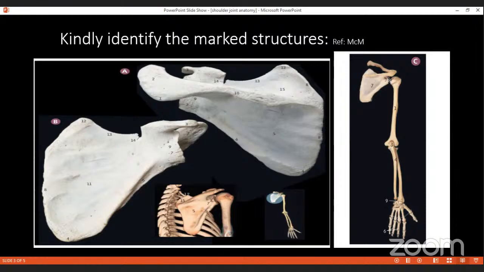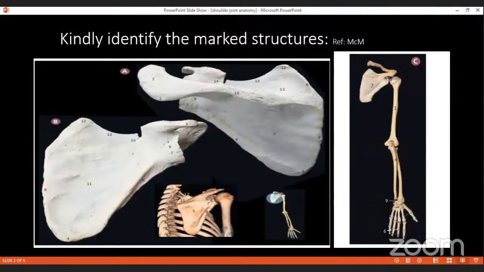Basically by the rotator cuff muscles, which are formed by the supraspinatus, infraspinatus, subscapularis anteriorly, and teres minor. These muscles originate from the scapula and are inserted into the greater and the lesser tubercle in the head of the humerus. So they stabilize the shoulder joint.